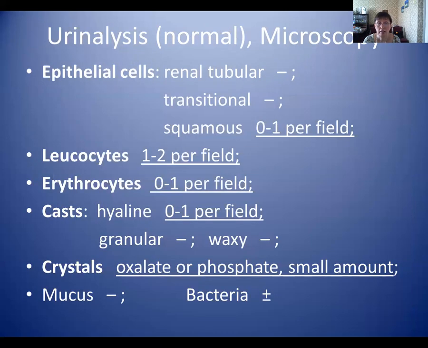And this is the second part of the normal urinalysis, and you can see that the amount of epithelial cells, leukocytes, erythrocytes, and casts in normal urine should be very small, and casts are considered normal only for hyaline casts. All others are not normal, and a small amount of oxalate or phosphate and even a very small amount of bacteria may be present in normal urine.